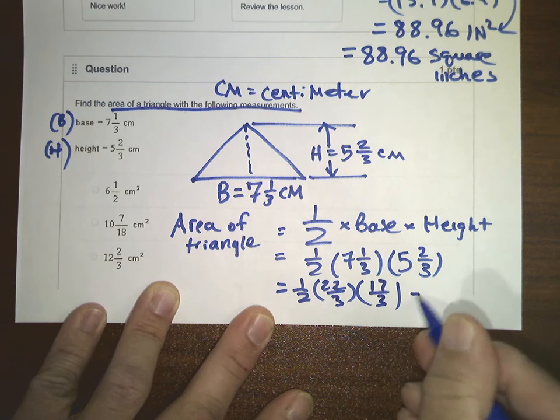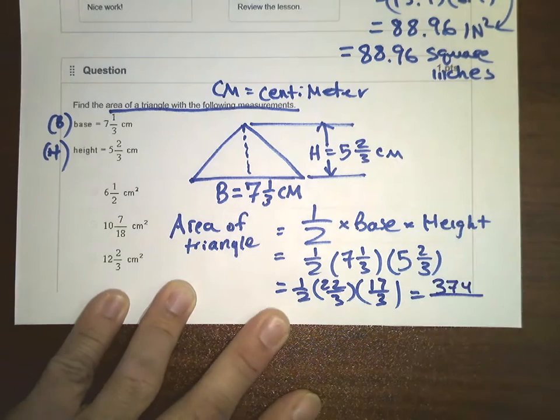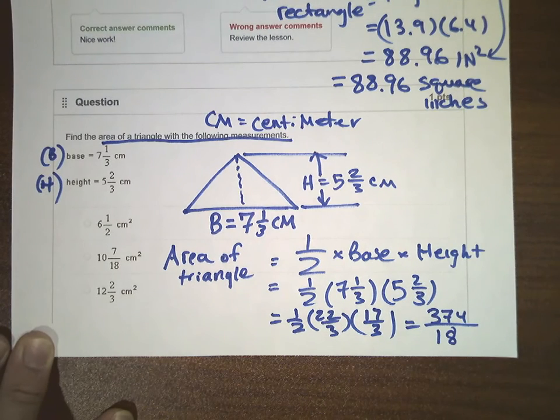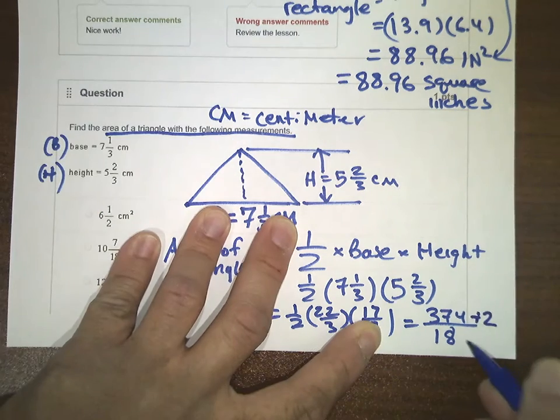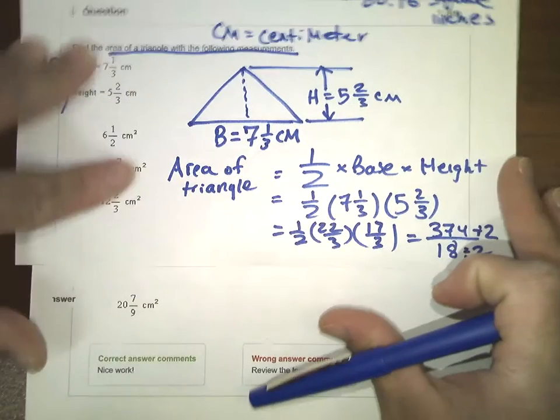17/3. So now I have 1 times 22 times 17. So that is going to be 374 over 2 times 3 times 3. That will be 18. All right, so 374 over 18. So what is that going to be as a reduced fraction? All right, so what number goes into both of those? Well, that would be 2. So divide by 2, divide by 2. Whoops, we ran out of room here, so let me bring up the page a little bit here.